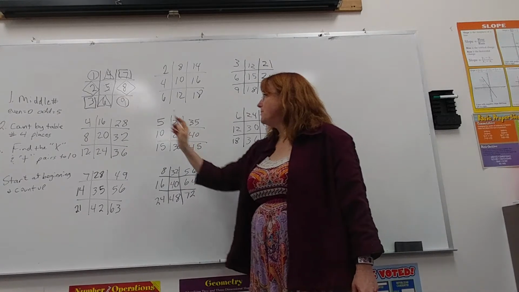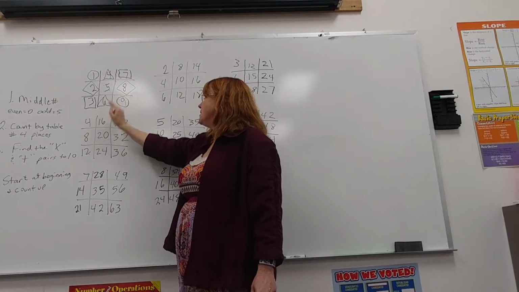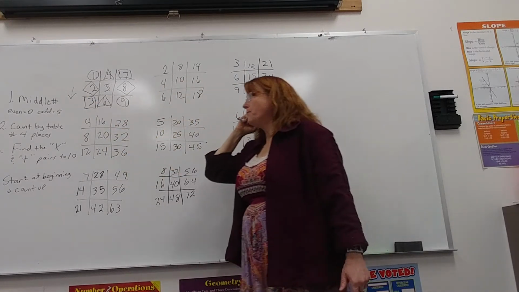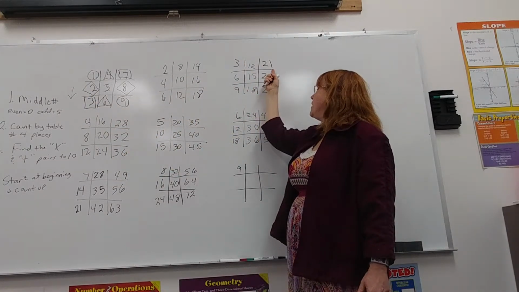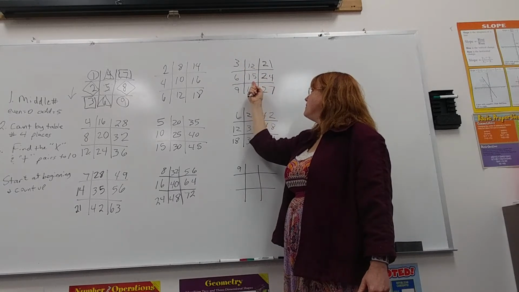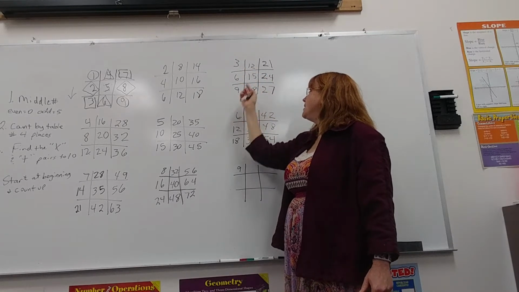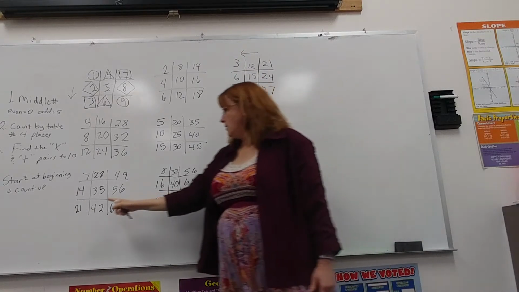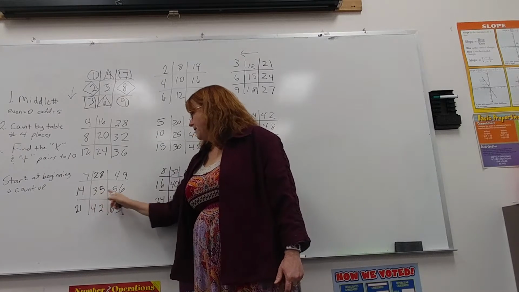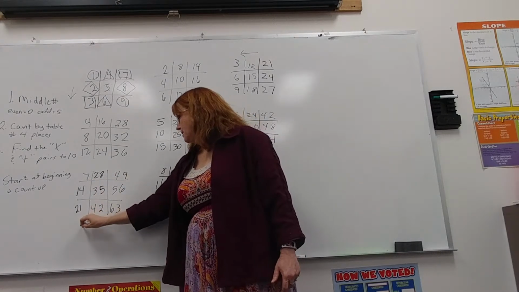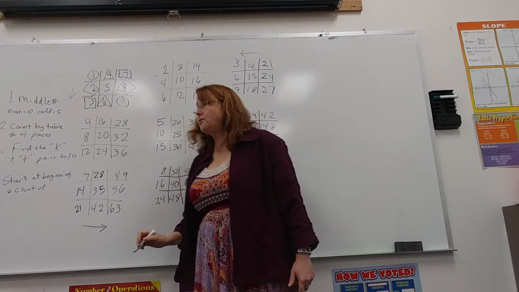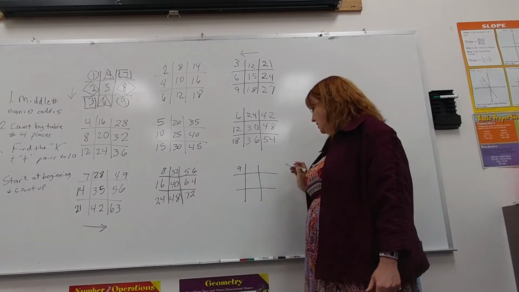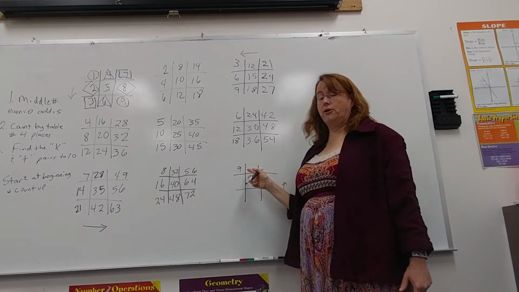The odd tables, 1, 2, 3, 4, 5, 6, 7, 8, 9. That uses all 9 numbers, and it goes in a direction. Look here. We went this way, we went down, we went to the right, and we need to go up. So you're going to use all 9 numbers.